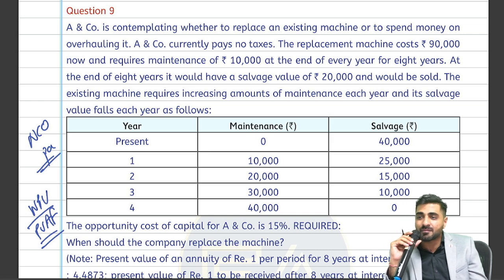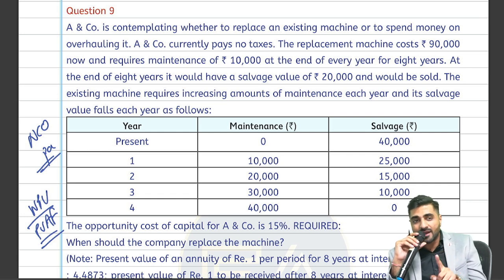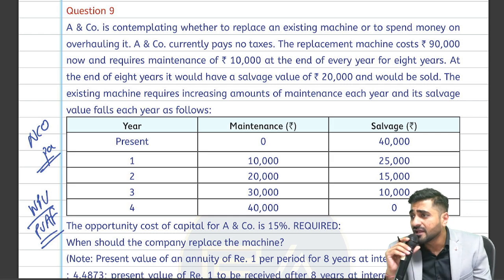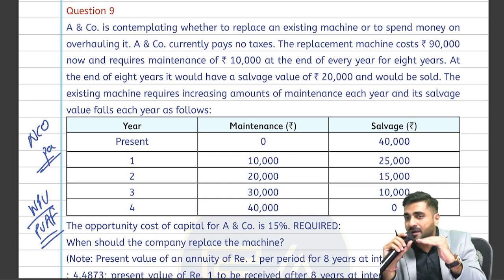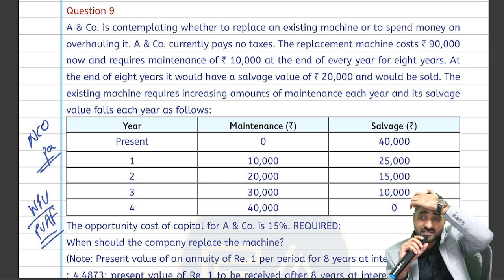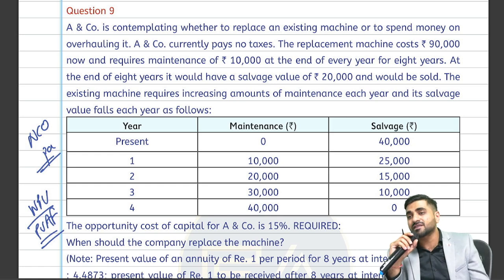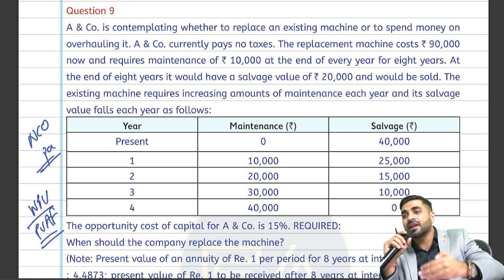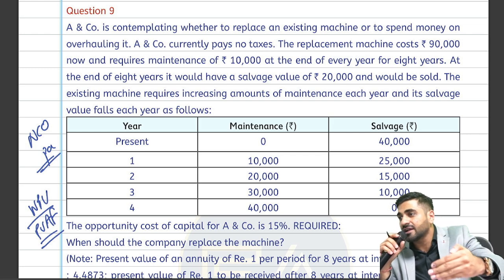For the exam, just remember this, that whenever project lives are different, what do you have to do, beta? You have to calculate your NPV per annum. And what is NPV per annum, beta? You take the NPV and you divide that by the present value annuity factor. Will that give you NPV per annum? Come on, yes or no? Yes, sir. Now in this particular question, what is happening is that you have to calculate what are the different types of cash outflows which will be generated if you replace the machine at year 0 or at year 1 end or at year 2 end or at year 3 end.